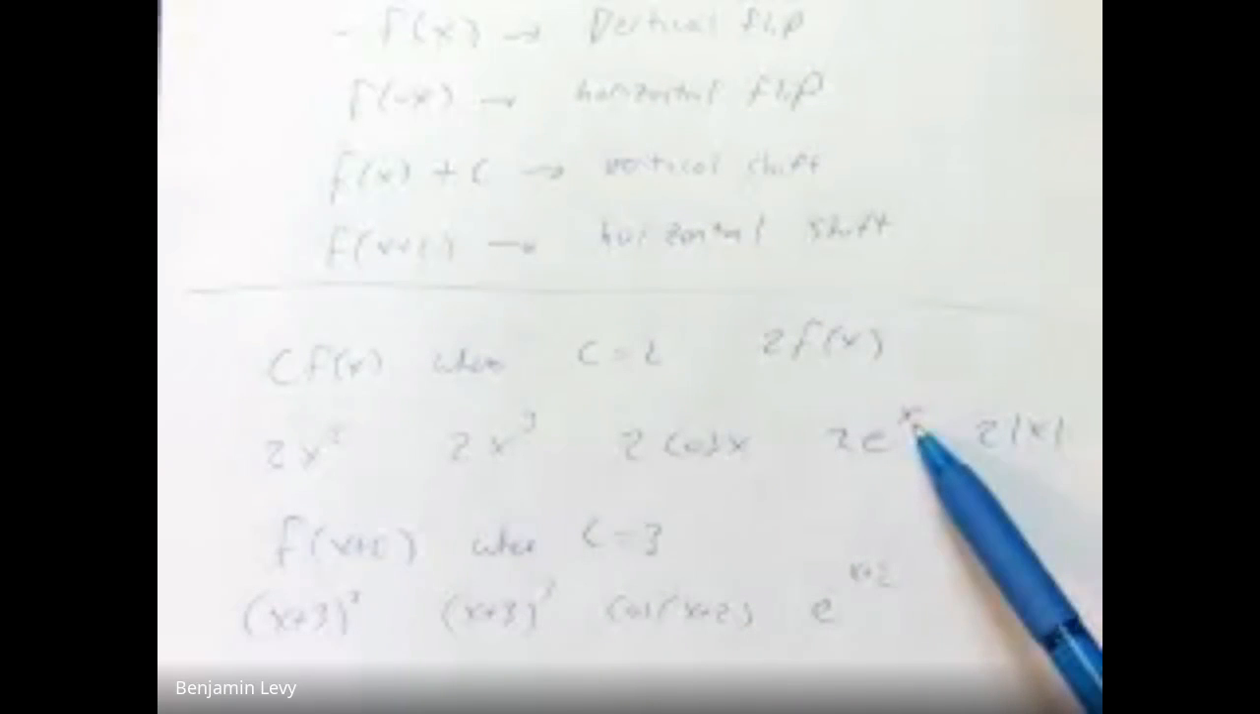The x cubed would look like this. The cosine would look like this. The e would look like this. So someone might get a little tricky because the x is up in the exponent, right? So if you're going to add a number to the x, it needs to be in the exponent with that one. And then the absolute value, it would look like this.